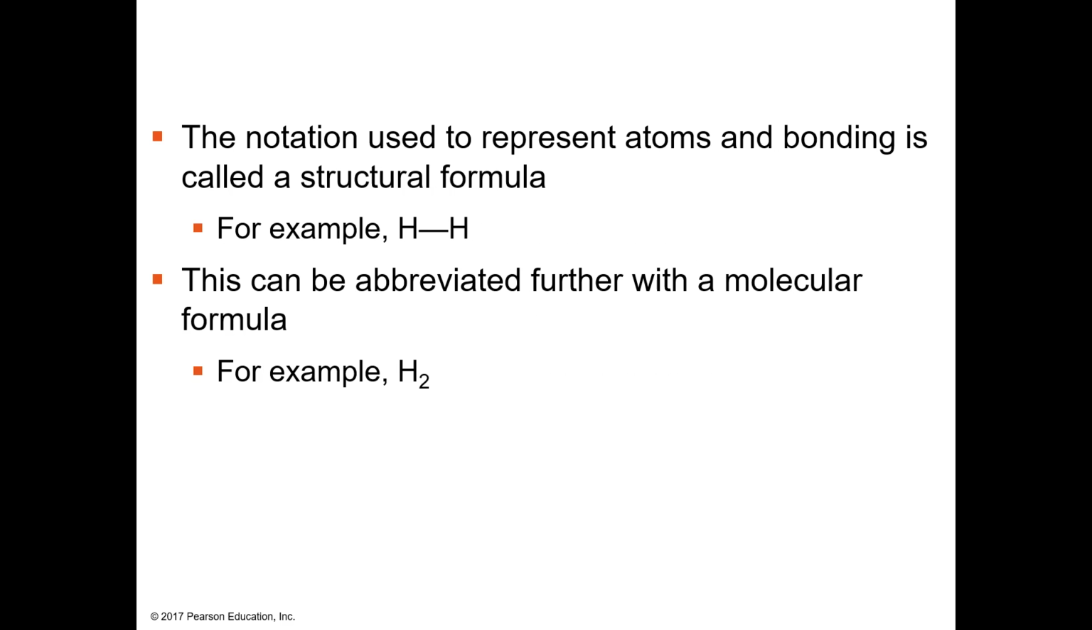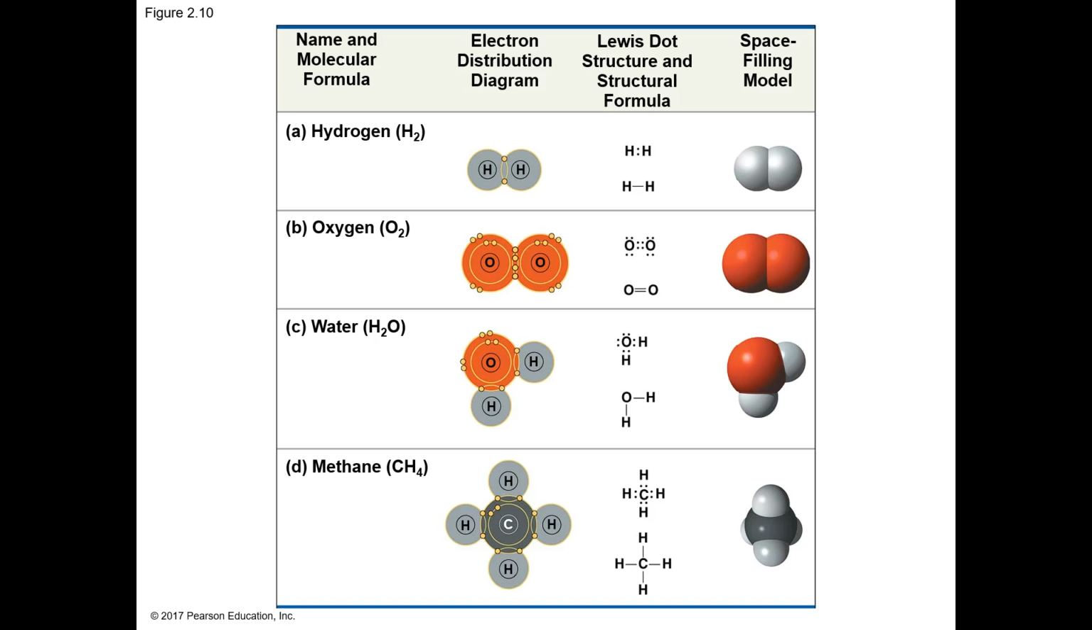Okay, the notation used to represent atoms and bonding is called a structural formula. Here, we're going to show hydrogen bonded to hydrogen, so we put a little dash between the 2. This can be abbreviated further with a molecular formula, for instance, H2. Because we have the 2 hydrogens that are attached to each other, we can write it as a molecule of H2, and they've done so there in the last bullet.